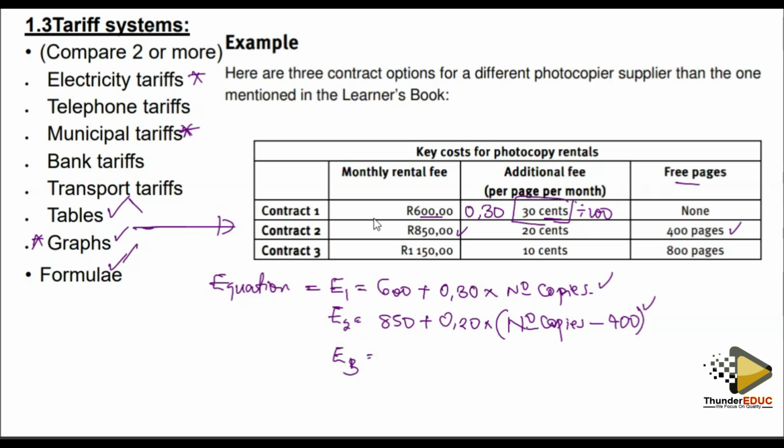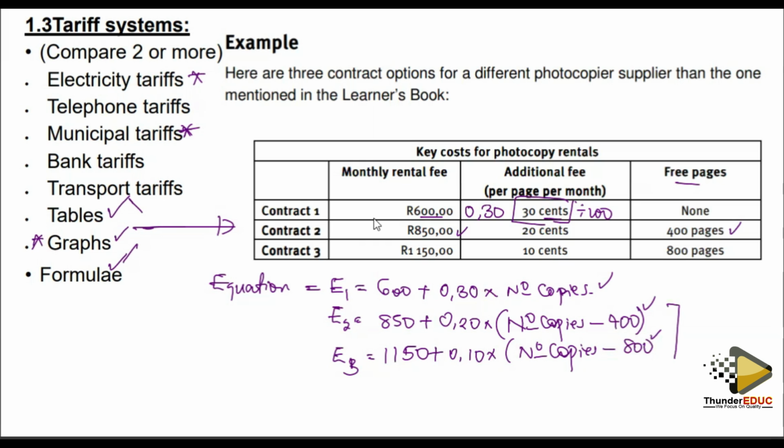We look at contract 3. It has a fixed amount of 1,150. This is every month, and once you pay this, you get 800 free copies. So here we shall say the number of copies you've made minus the 800.